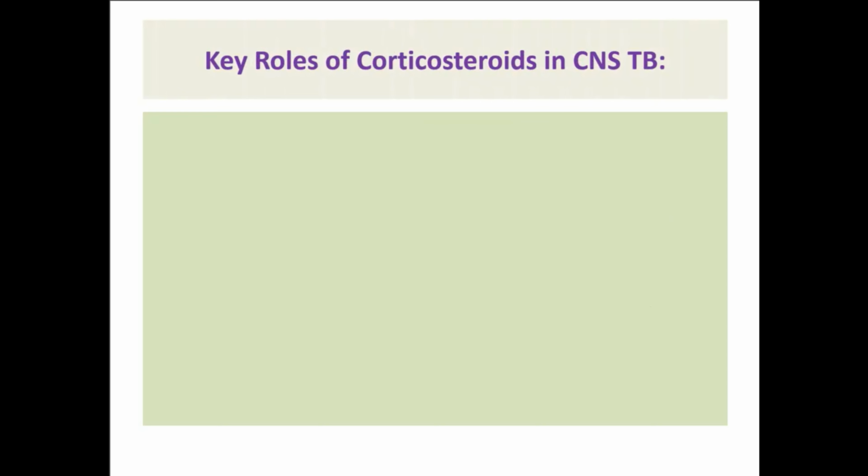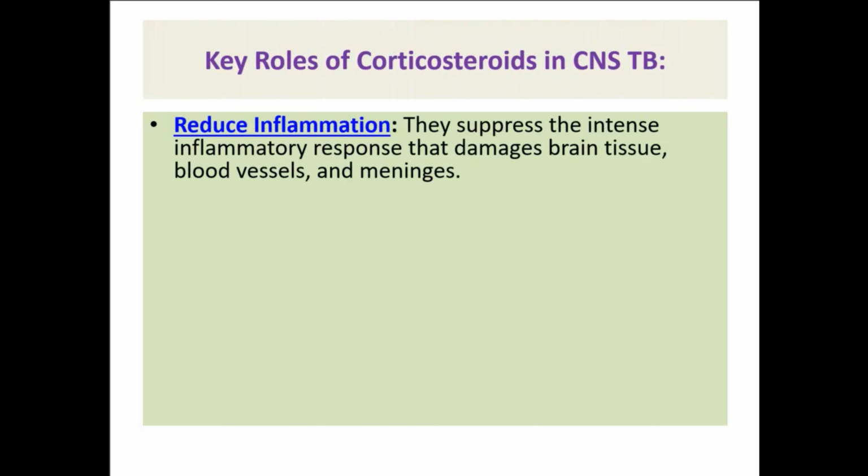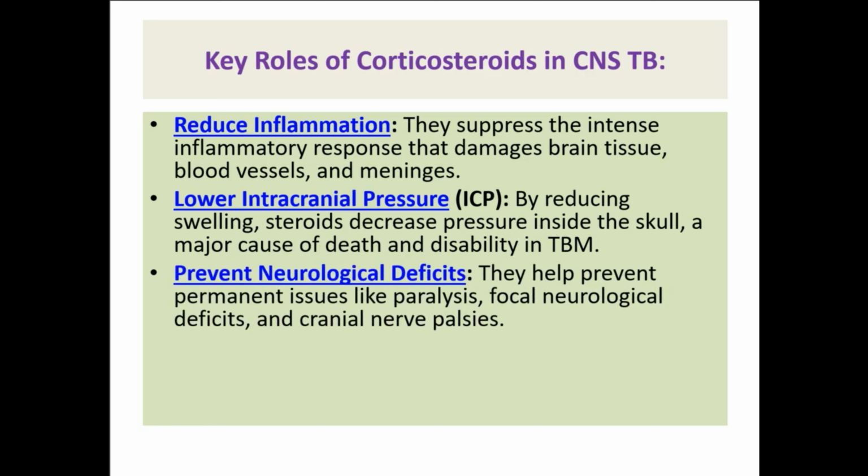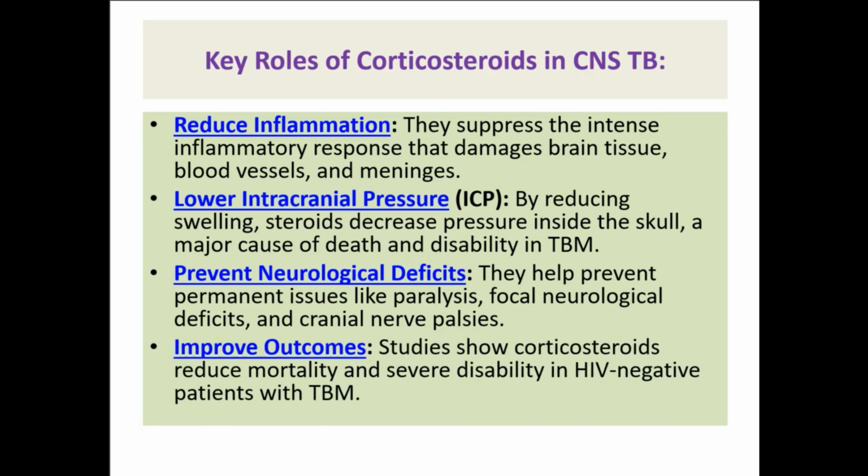Key roles of corticosteroids in CNS TB: reduce inflammation. They suppress the intense inflammatory response that damages brain tissue, blood vessels, and meninges. Lower intracranial pressure (ICP). By reducing swelling, steroids decrease pressure inside the skull, a major cause of death and disability in TBM. Prevent neurological deficits. They help prevent permanent issues like paralysis, focal neurological deficits, and cranial nerve palsies. Improve outcomes. Studies show corticosteroids reduce mortality and severe disability in HIV-negative patients with TBM.